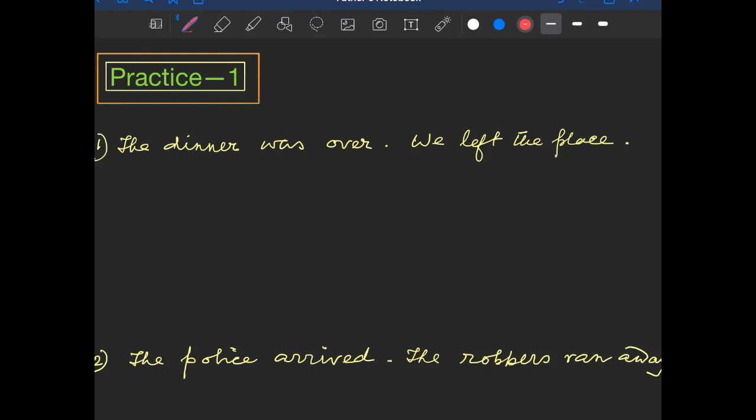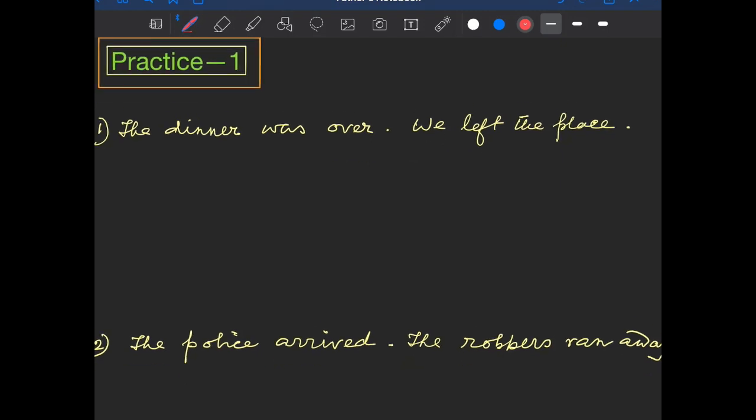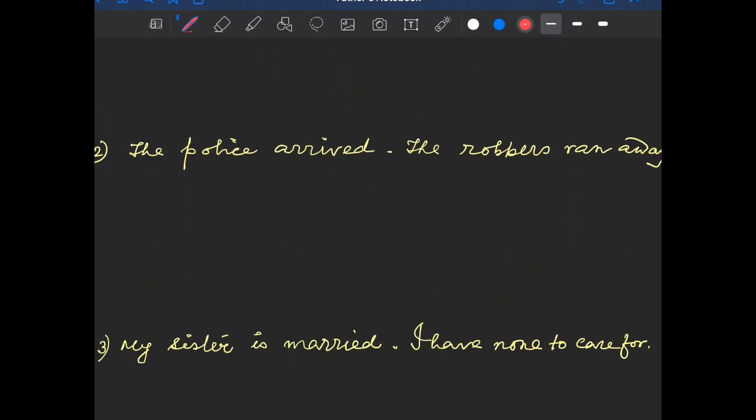Number 2, the police arrived, the robbers ran away. And number 3, my sister is married, I have none to care for. Now pause the video and do the works yourself. When the works are ready, come and check your works with my answer.